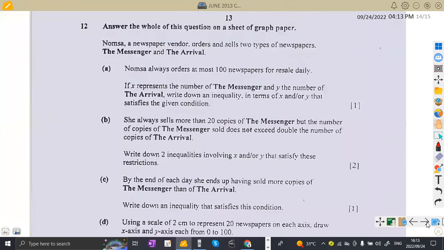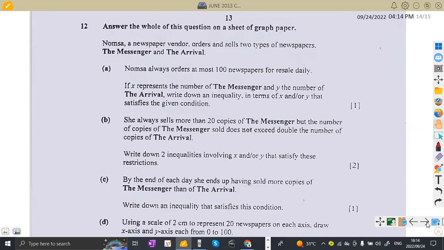On number 12, we are given: answer all of these questions on a sheet of graph paper. Again, we are given Nomsa. A newspaper vendor orders and sells 2 types of newspapers, the Messenger and the Arrival. So these are the 2 types of newspapers that Nomsa is ordering and selling. Okay, so the first part: Nomsa always orders at most 100 newspapers for resale daily. That is at most 100, all the newspapers combined, the Arrival and the Messenger.